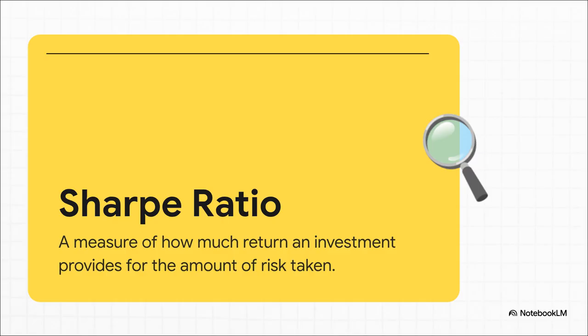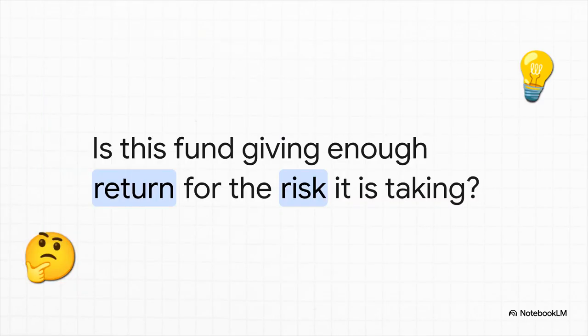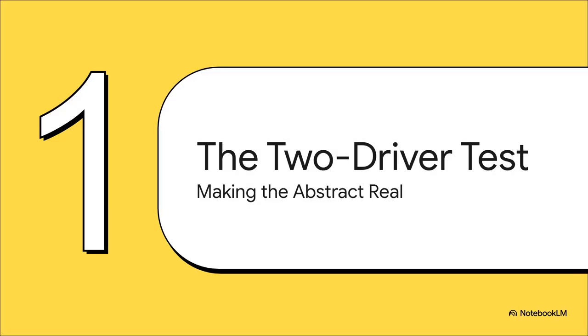To put it simply, it measures how much return you're getting for the amount of risk you have to put up with. In other words, it's all about the risk-adjusted return. What's so great about this is that the Sharpe Ratio basically boils everything down to one single crucial question. Is this fund actually giving me enough of a reward for the amount of risk it's making me take? Now, I know that might still sound a little abstract, so let's make it real. We're going to use a simple analogy I like to call the two-driver test.